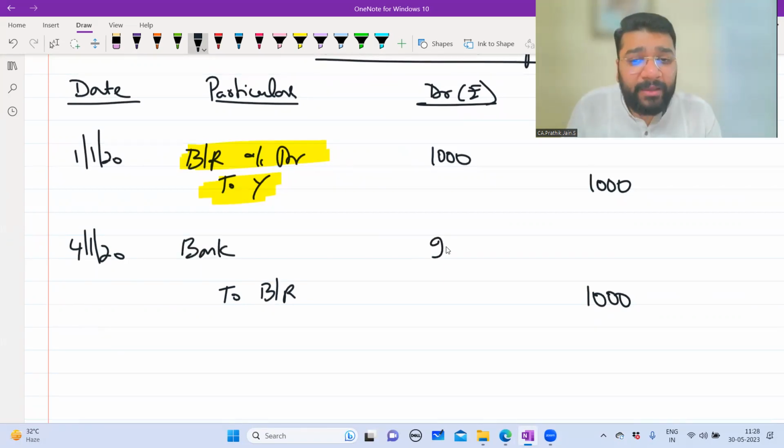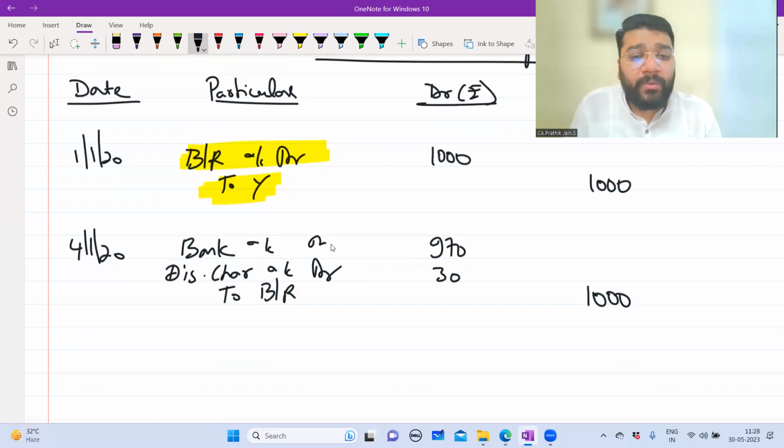In return, how much money are we receiving? From the bank, we are receiving 970. What happened to the balance 30? Discounting. Discounting charges account debit. Bank account debit.